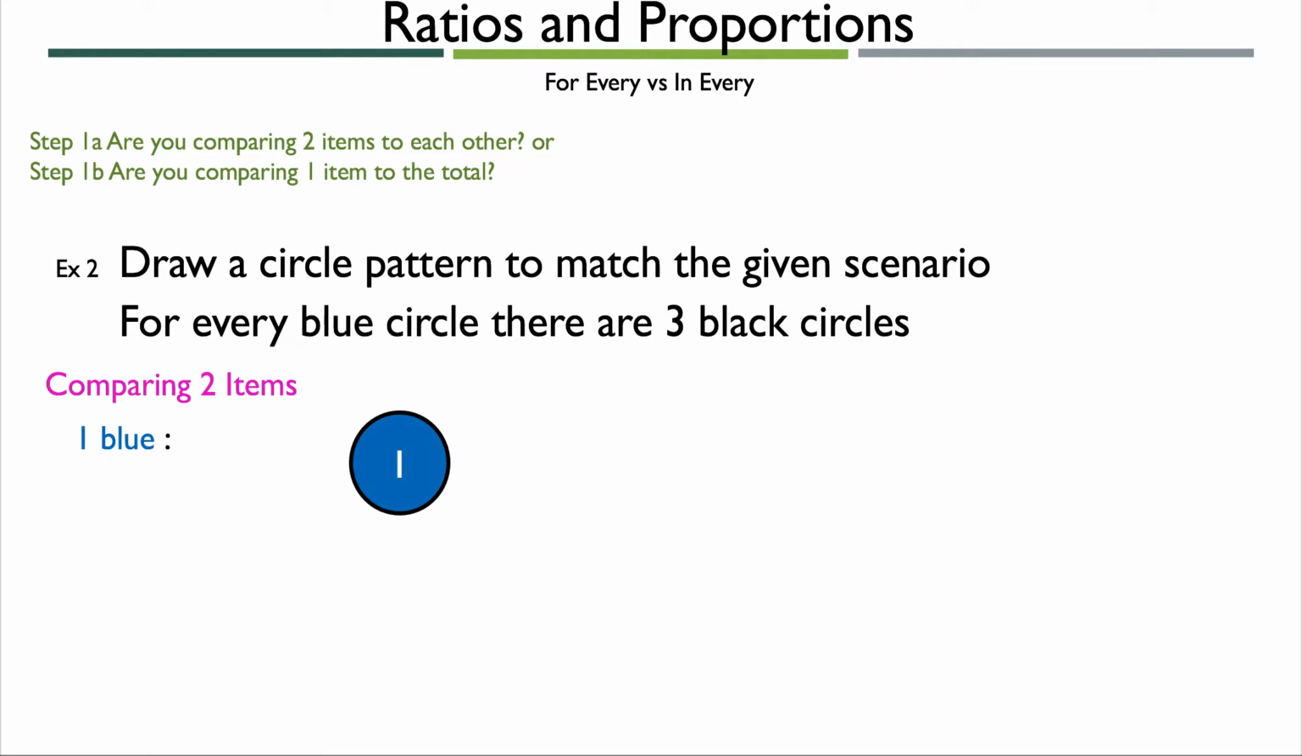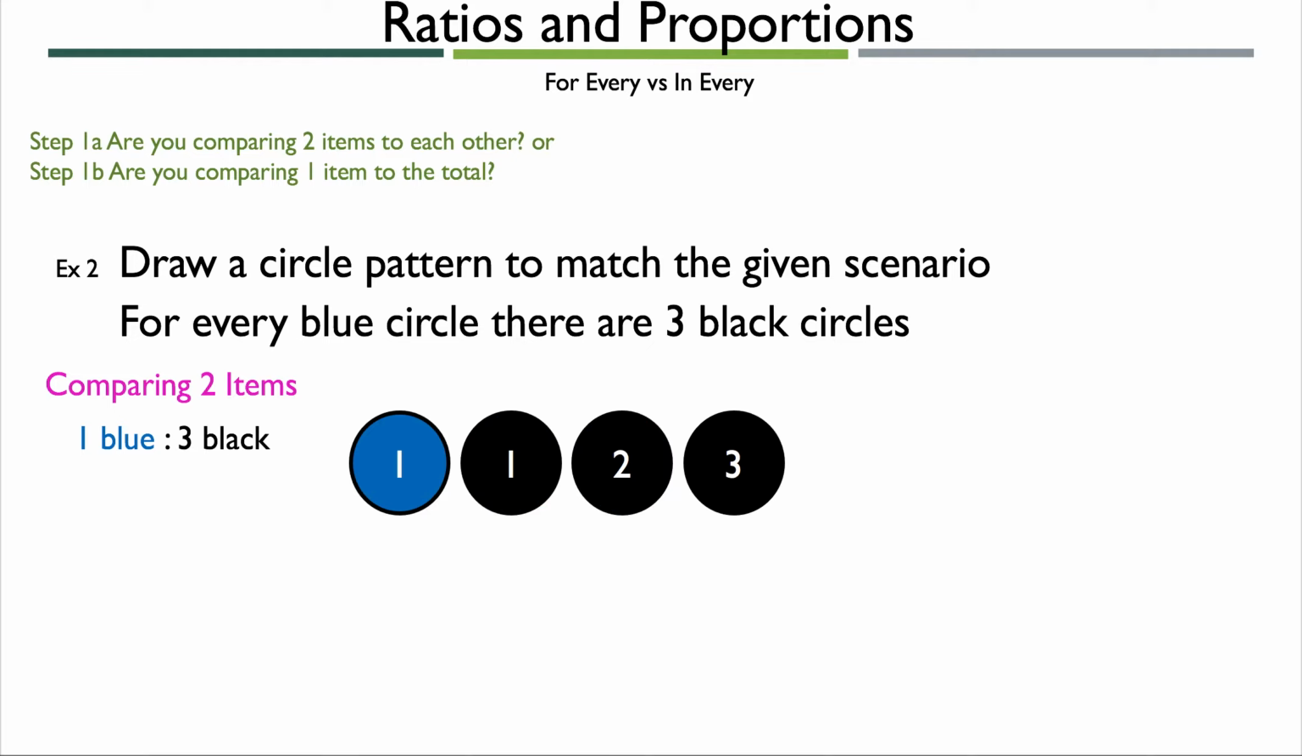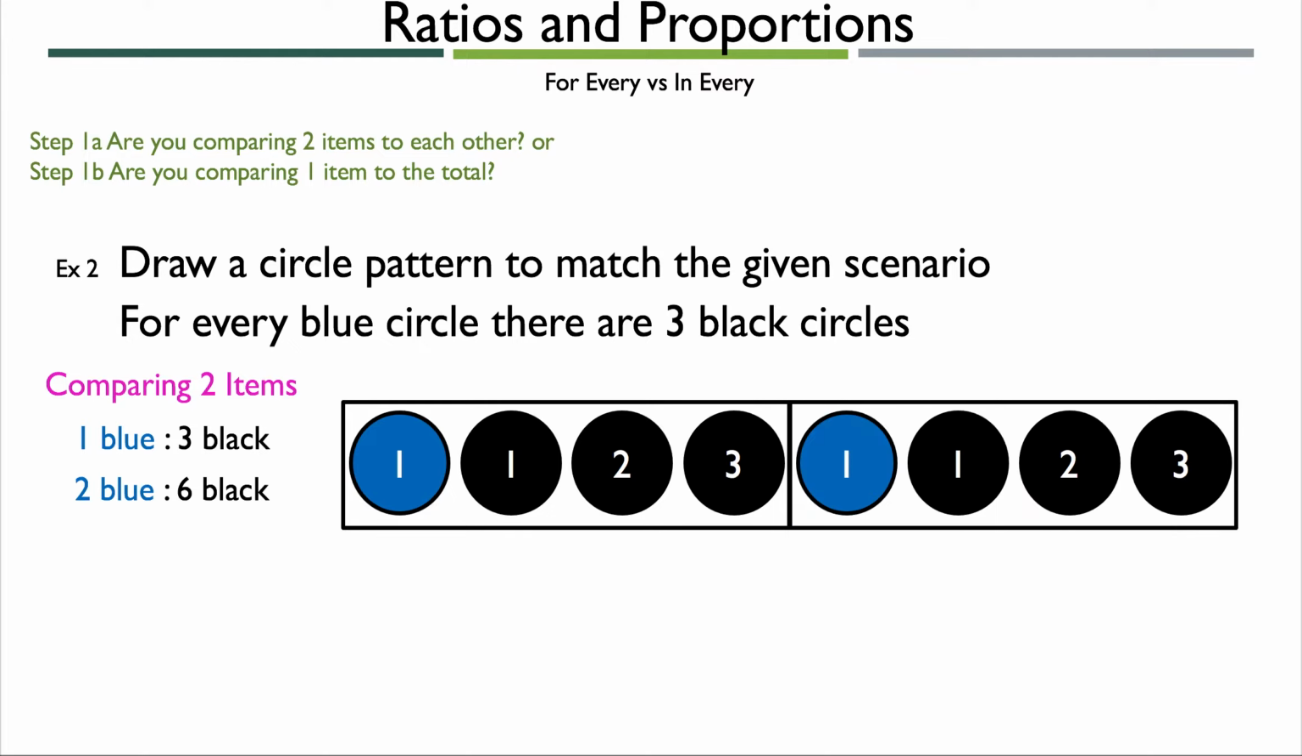Okay, so we have one blue circle. And how many black circles do we have? Well, we have three black circles. This is one scenario for the question, but you can always do more. Now we're going to group that, and then what happens if you add another group? You're still going to have the same scenario. So now we have two blue circles, but we have six black circles.